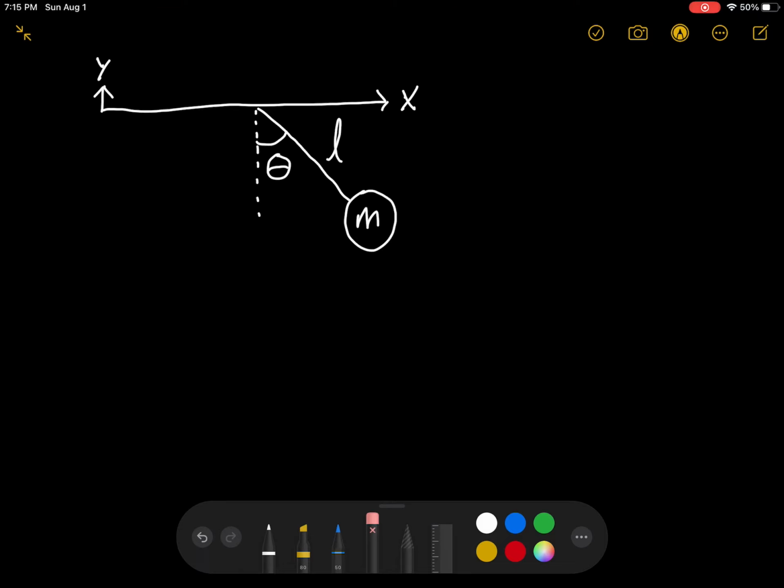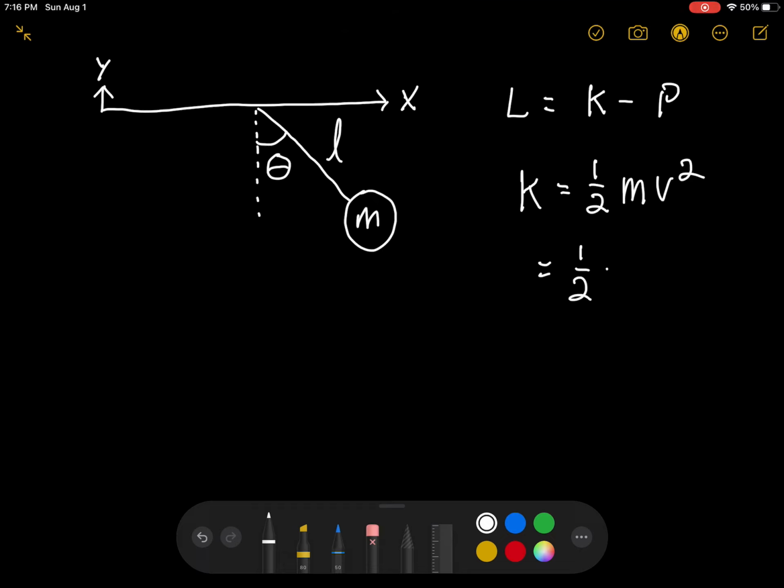Let's start off with a simple example of a pendulum. So we have a mass that's hanging on a string of length L at some angle theta. Well, for our Lagrangian, we need to find the kinetic energy and the potential energy. For the kinetic energy, we know that it's just going to be 1/2 mv squared, but we don't know the velocity. However, we do know that it depends on the derivatives of the position. So to clarify a little bit more, it's just 1/2 m, the derivative of the x position squared, plus the derivative of the y position squared.